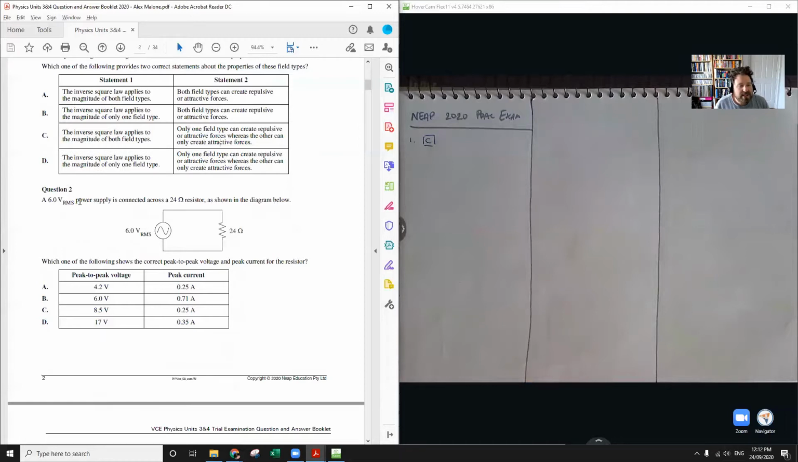Okay, so question 2, we've got a 6-volt RMS power supply, and it's connected across a 24 ohm resistor, as shown in the diagram below. Then this question is asking us which of the following shows the correct peak-to-peak voltage and peak current for the resistor. I really don't think the VCAA is actually going to ask you about peak-to-peak voltage, but it's one of those things you stick on your cheat sheet and then you know it.